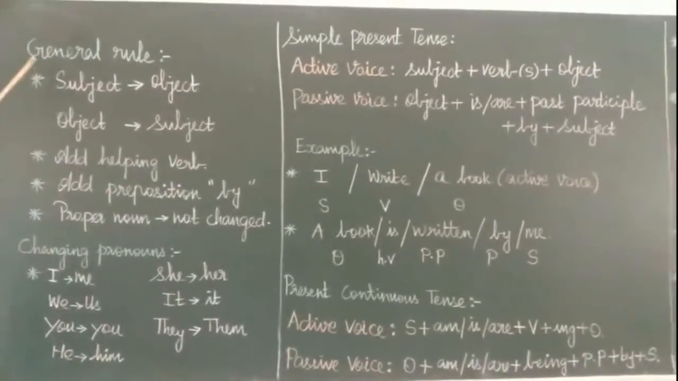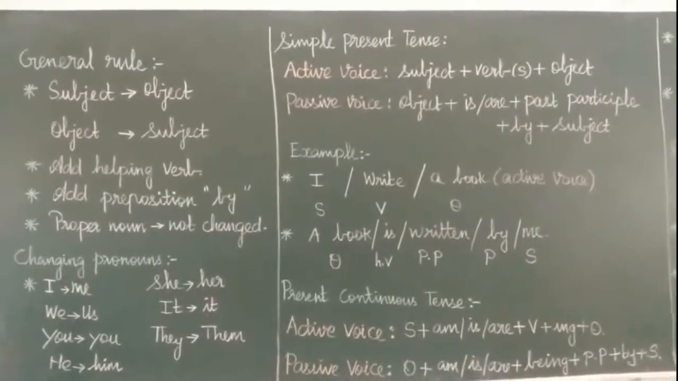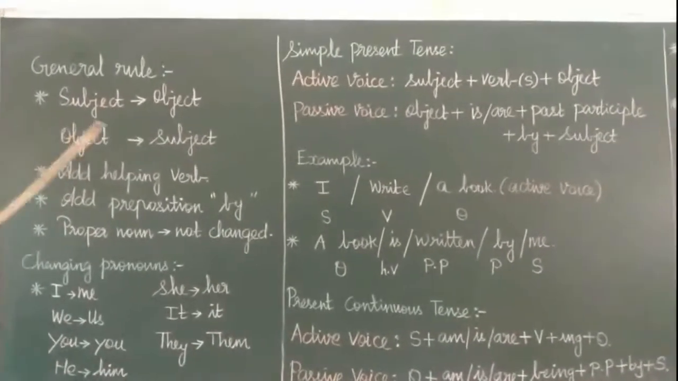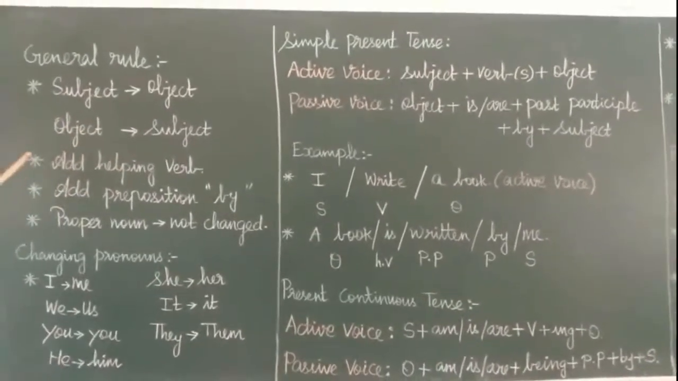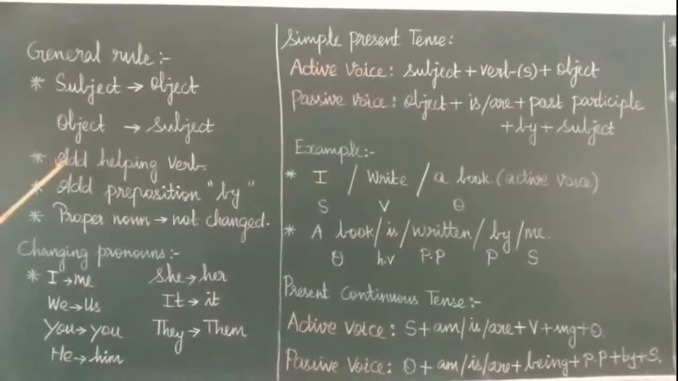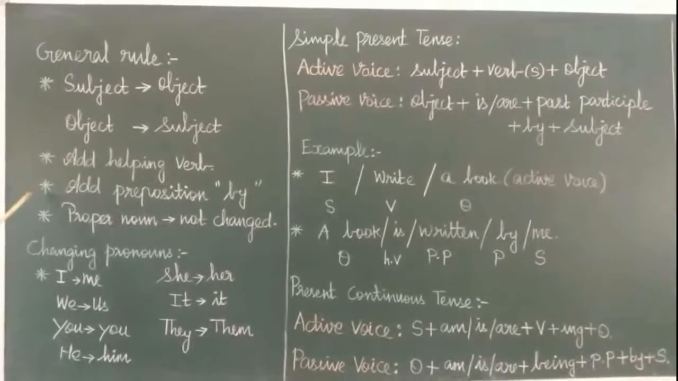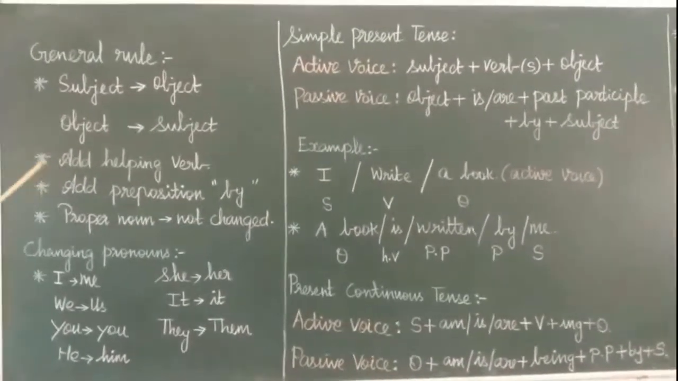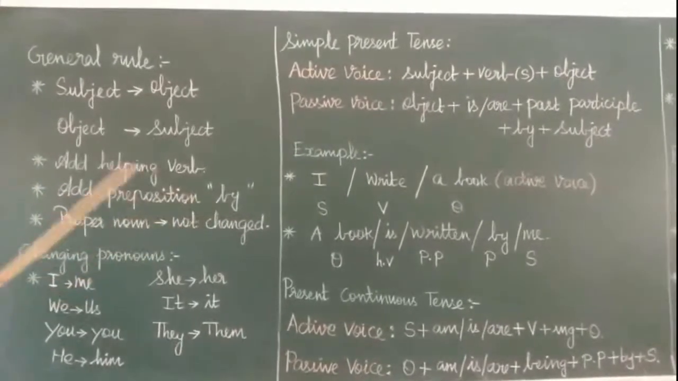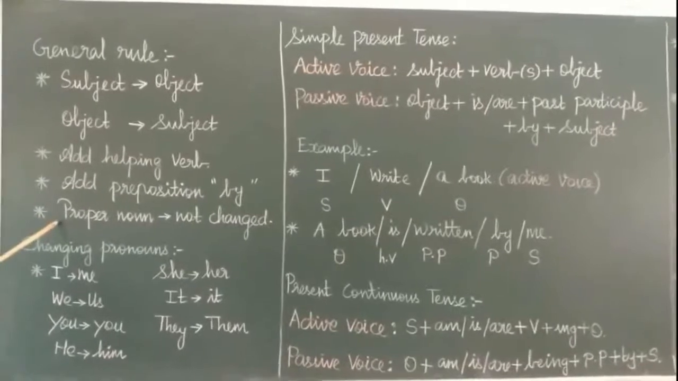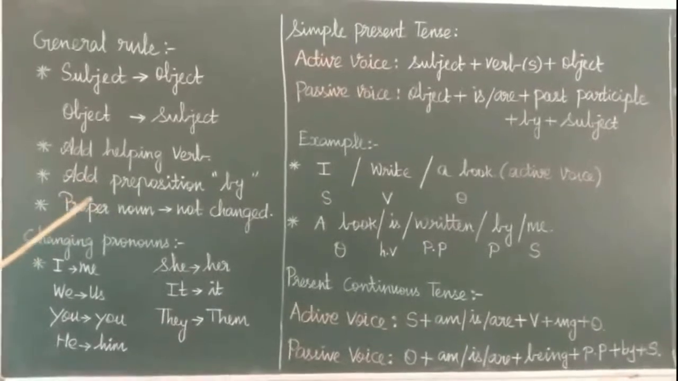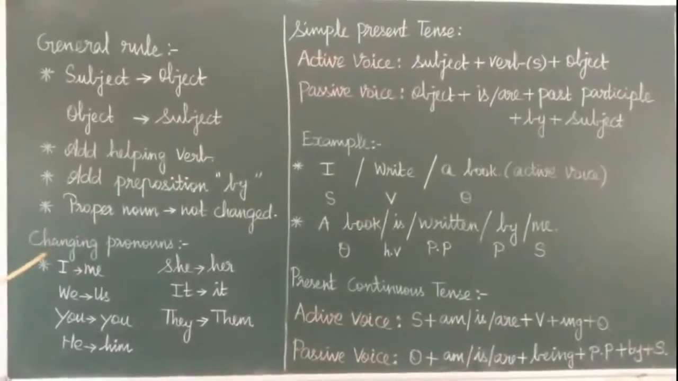Let me see the general rules of passive voice and active voice. The first rule is we have to change subject into object, object into subject. The next rule is we have to add a helping verb according to the number of the object and tense. Next rule is add a preposition. Before the subject, we have to add the preposition by. Next rule is proper noun. If there is a proper noun in the active voice, it will not change. It will come as it is.